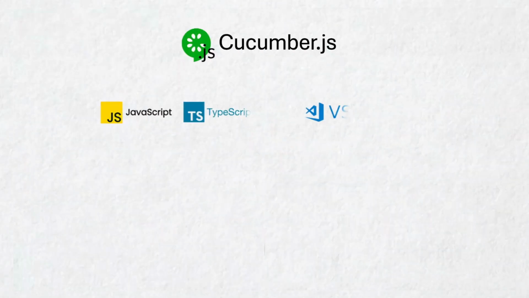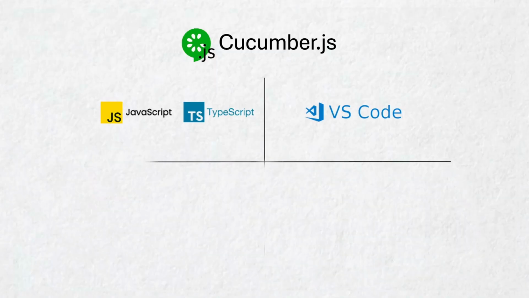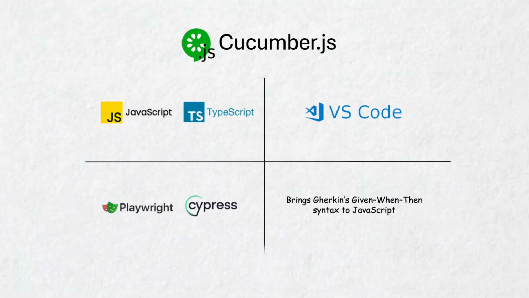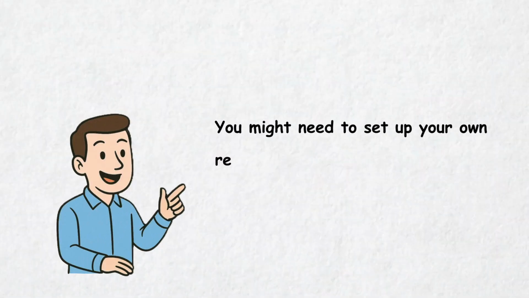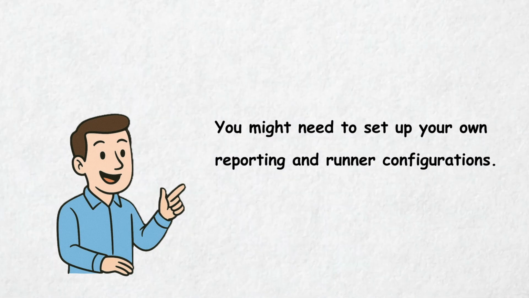Cucumber.js is perfect for teams working in the JavaScript or TypeScript world, whether it's front-end automation with Playwright or Cypress, or full-stack Node.js apps. It brings Gherkin's given when then syntax to JavaScript, but keep in mind you might need to set up your own reporting and runner configurations.